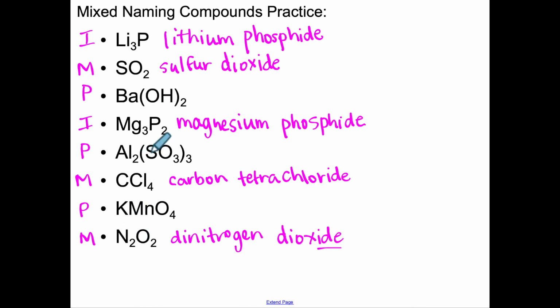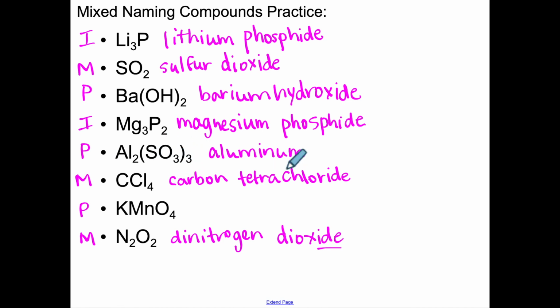And then these last ones, you need to look up a polyatomic ion, so you'll need that chart. Ba is barium, and the polyatomic ion for OH is hydroxide. Al is aluminum. The polyatomic ion for SO3 is sulfite, and then K is potassium. And if you look up MnO4 on the polyatomic ion chart, you see that it is permanganate.